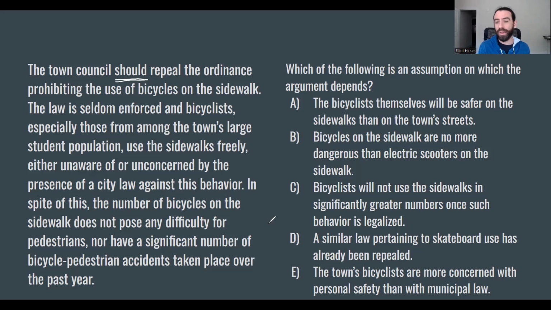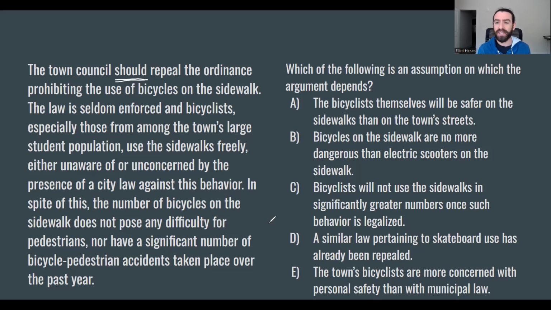So we're going to look through the list of answers and ask ourselves, would this really have to be true? Not just does it agree with the conclusion or add a little bit more support to the conclusion, but basically, if this is not true, then the conclusion of the argument would fall apart. That is the one that will be our correct answer. So let's see this in action.